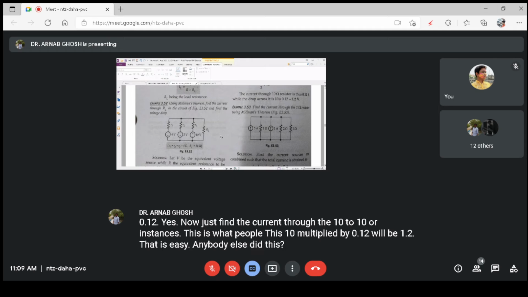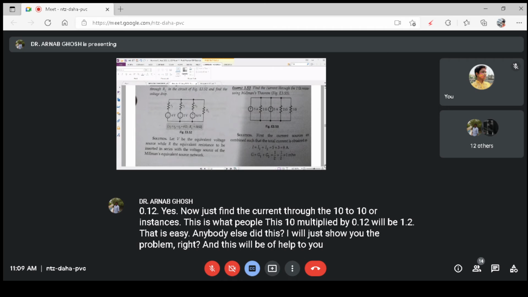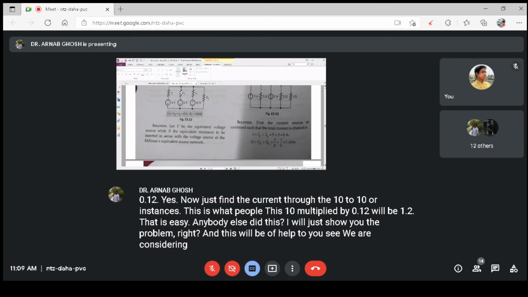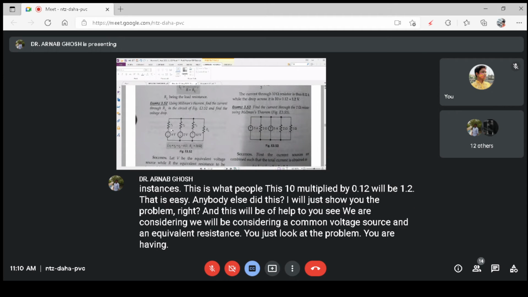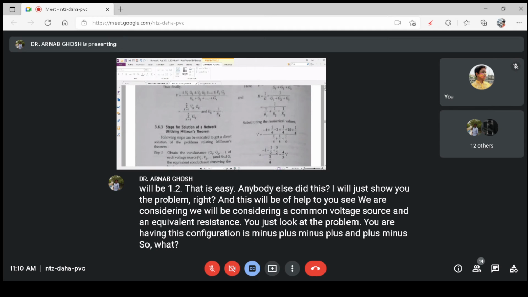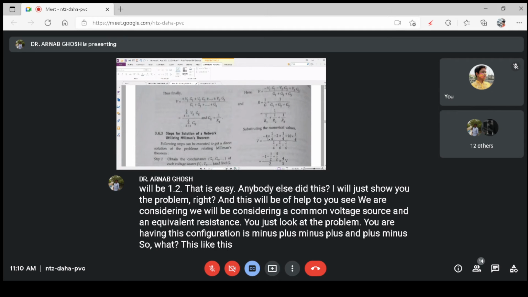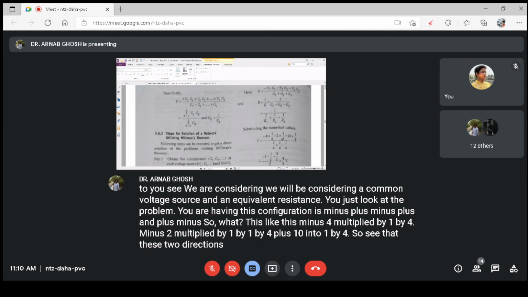Anybody else did this? I will just show you the problem. We will be considering a common voltage source and an equivalent resistance. So just look at the problem. You are having this minus plus and plus minus. So like this: minus 4, minus 2 multiplied by 1 by 4, plus 10 into 1 by 4. See that these two directions are reversed and this is plus.